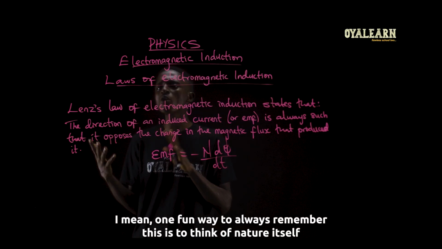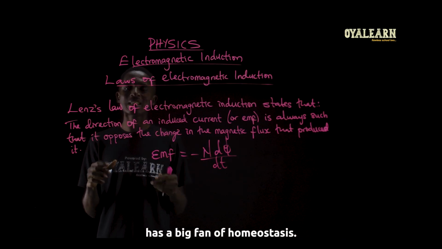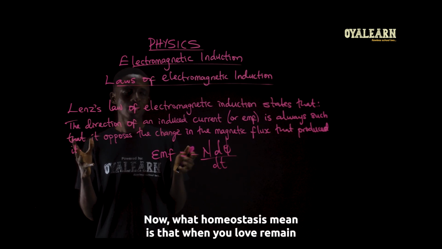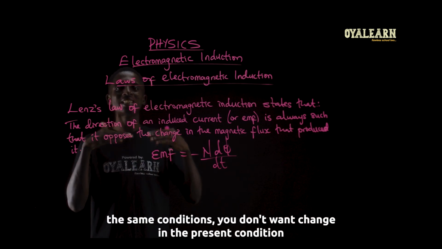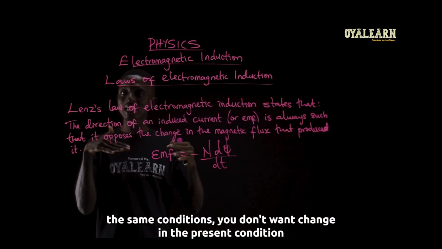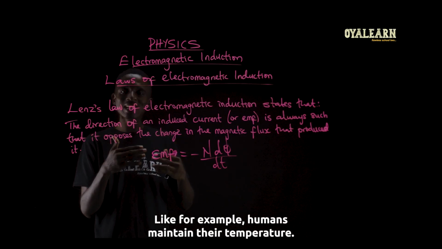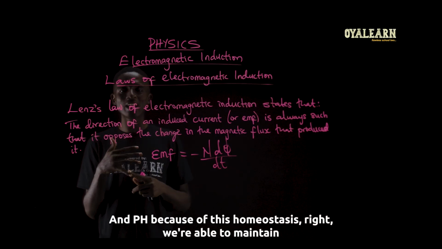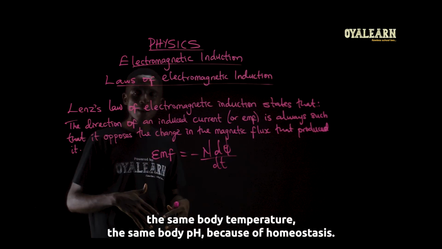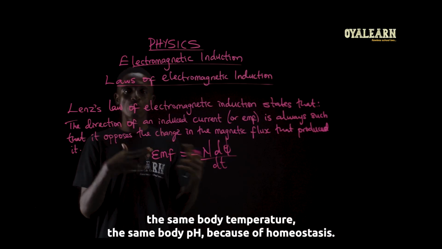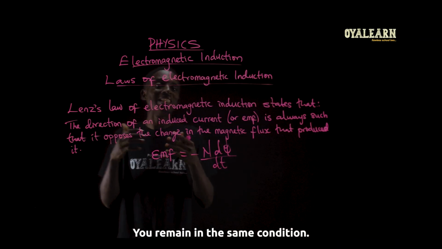I mean, one fun way to always remember this is to think of nature itself as a big fan of homeostasis. Now, what homeostasis means is that you love remaining in the same conditions, you don't want change in the present condition that you are in. Like, for example, humans maintain their temperature and the pH because of this homeostasis, right? We're able to maintain the same body temperature, the same body pH because of homeostasis.